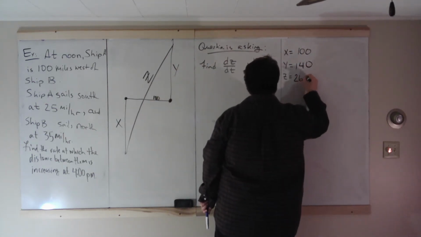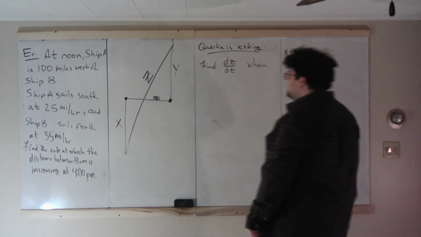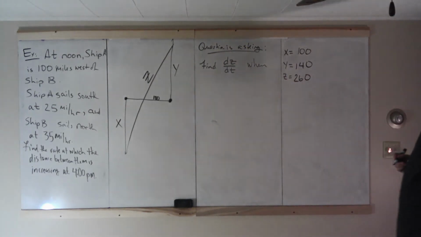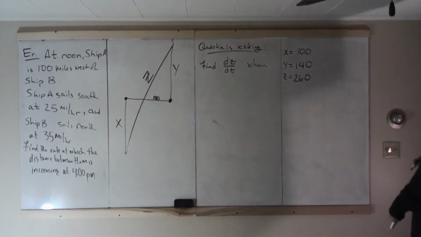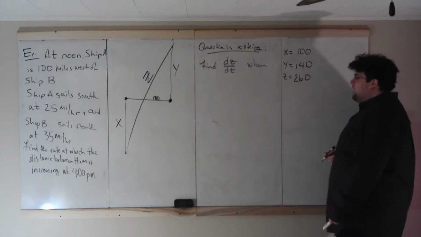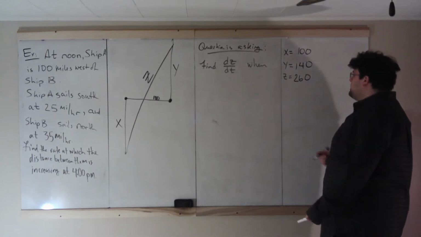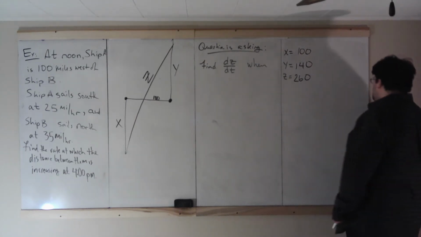Z is 260. Why is Z 260? Well, I'll explain why Z is 260 in a moment, but for completeness, you can just throw 260 there now. And no, I did not do that in my head. As I mentioned before, I've done this example a bunch of times, so I know Z is 260.